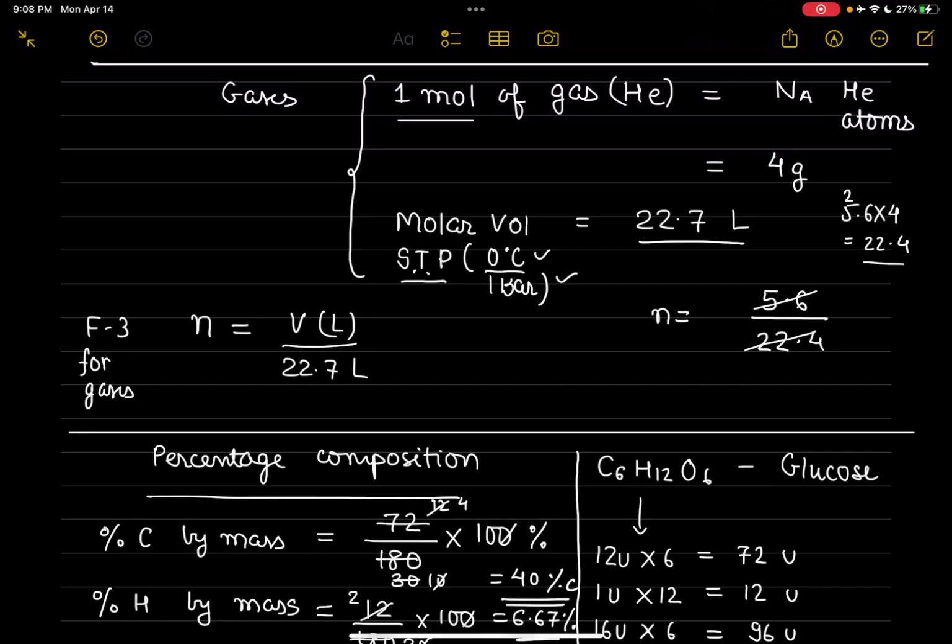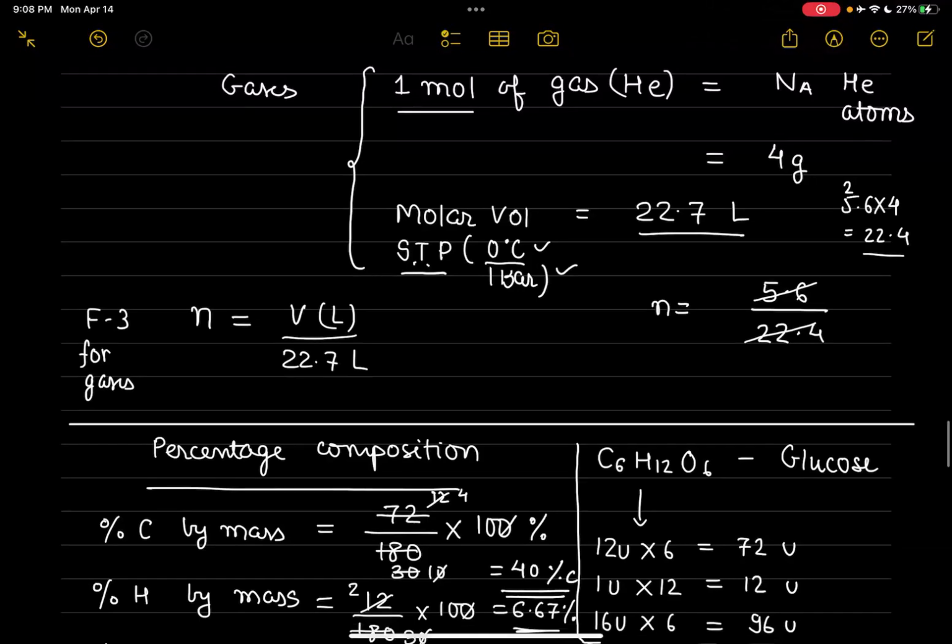Okay, this is actually now known as NTP condition. Old STP. Old value of STP was 22.4 liters. Got it? And how will you know? That's a problem, big problem. But it has a very simple solution. I will tell you. So if the values are in multiples of 4, that means you need to divide it by 22.4. Got it?